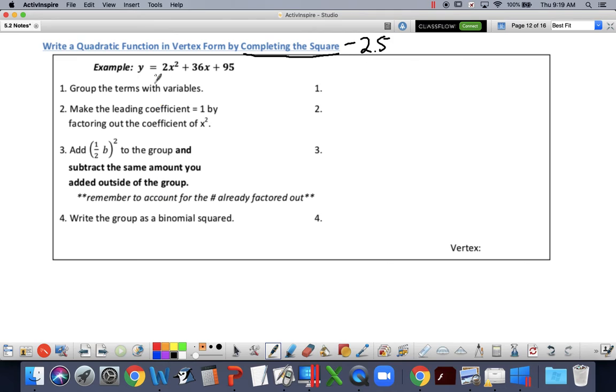So let's go ahead and follow the steps that it tells us to do. So the first thing it tells us to do is group the terms with the variables. So variable, in this case, it's an x value. So I'm going to group, meaning I'm just going to put some parentheses around the 2x squared plus the 36x.